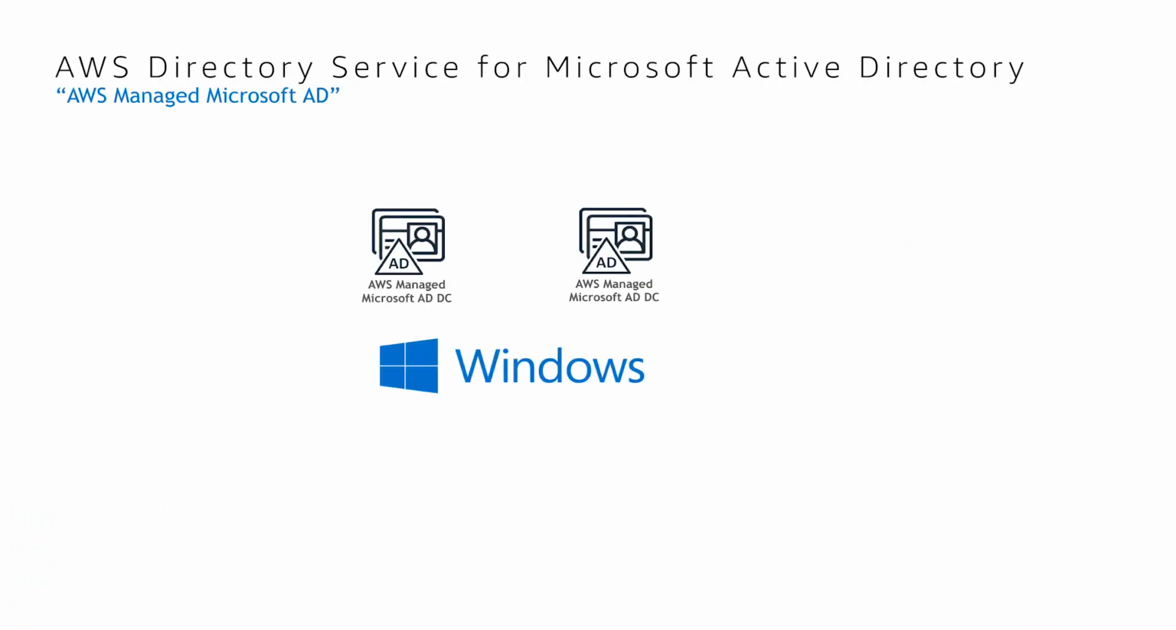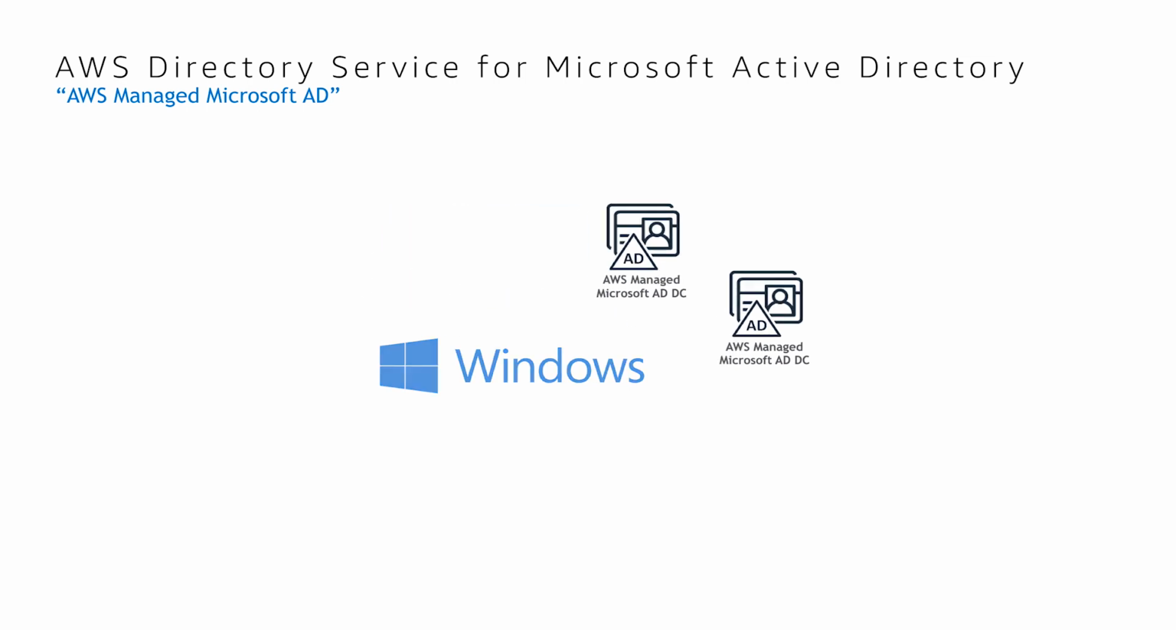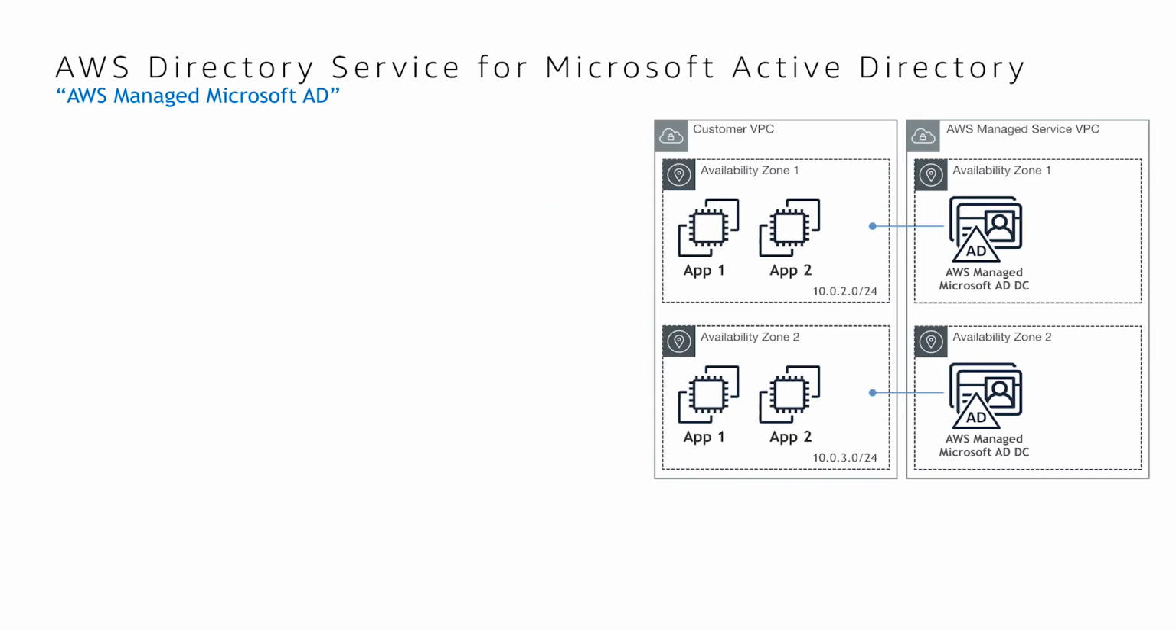This AWS managed service provides domain controllers that run on actual Microsoft Windows Server. By default, you get 2 DCs for high availability. Each runs in a separate availability zone and are reachable by applications running in your VPC. You can add DCs to increase availability even more, or to increase transaction rates.